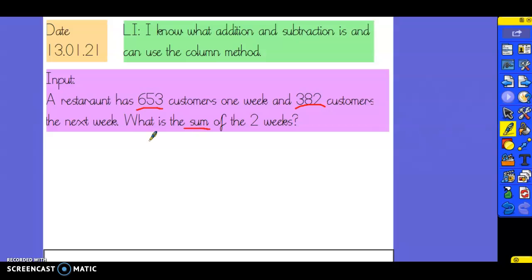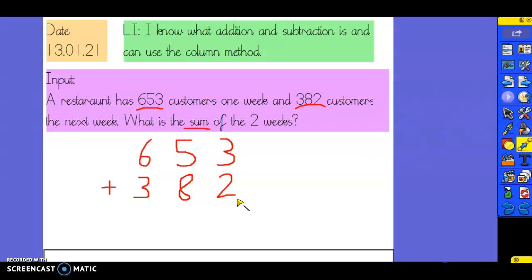It's fine. So, we start with our largest number as always, 653. And we subtract, what am I talking about? We are adding, because it is the sum of the two numbers. 382. I apologise for my wonky numbers. Quite tricky to do on a laptop. I'm sure you will do better. And we always start with the ones column and move across.